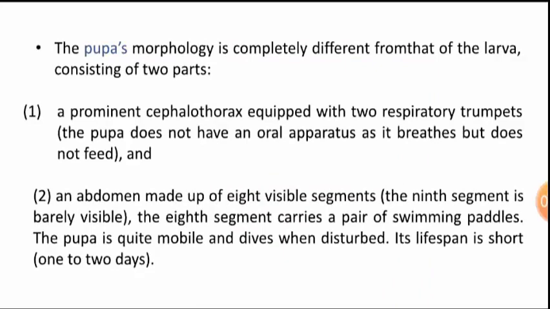The pupa's morphology is completely different from that of the larva, consisting of two parts: a prominent cephalothorax equipped with two respiratory trumpets. The pupa doesn't have an oral apparatus as it breathes but doesn't feed, and an abdomen made up of 8 visible segments. The 9th segment is barely visible. The 8th segment carries a pair of swimming paddles. The pupa is quite mobile and dives when disturbed. Its lifespan is short, 1 to 2 days.